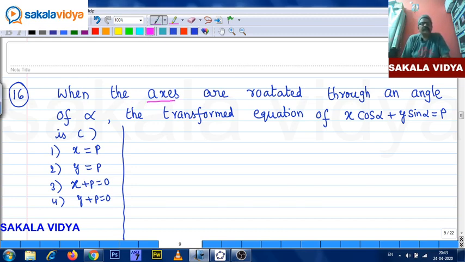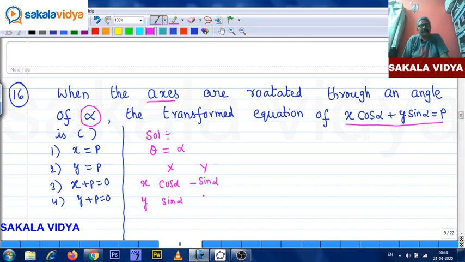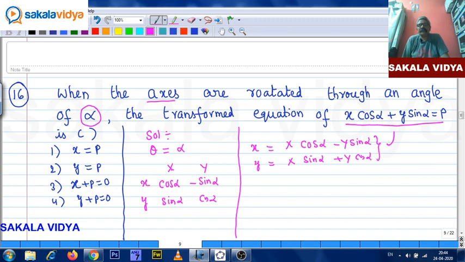When the axes are rotated through an angle of alpha, we need to find the transformed equation of x cos alpha plus y sin alpha is equal to P. So, given here, the angle of rotation theta is equal to alpha. Now we can find the equations of transformation, capital X, capital Y, small x, small y. This is cos alpha, minus sin alpha, here sin alpha, here cos alpha. So now we get small x is equal to capital X cos alpha minus capital Y sin alpha. Similarly, small y is X sin alpha plus Y cos alpha. These two values are to be substituted in this equation.